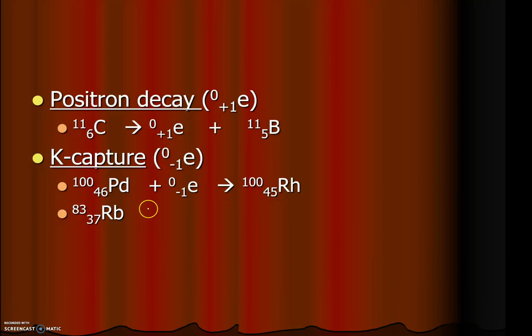It's rubidium. We're still going to capture. And we're still going to do the math. So this ends up being 36. This ends up being 83. And element 36 on the periodic table is krypton.